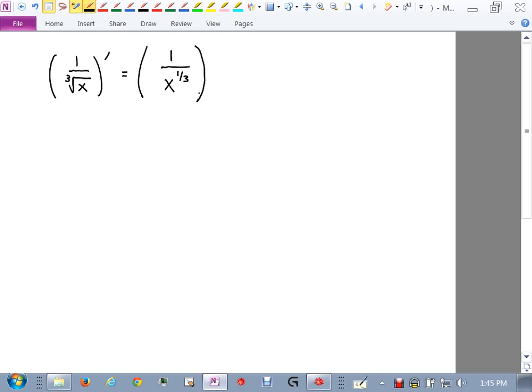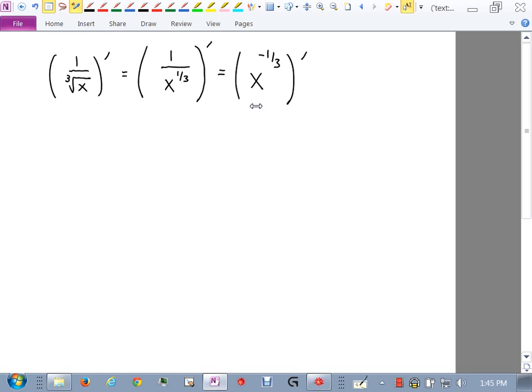Now, can I use the power rule yet? No, okay? The power rule you can only use when you have x to a power. You cannot use the power rule when you have 1 over x to a power. So the first thing I have to do is write this as x to a power. What is that? X to the negative 1/3. Understand? That's a critical step right here. You cannot apply the power rule until you've written it as x to a power, even if that power turns out to be negative.